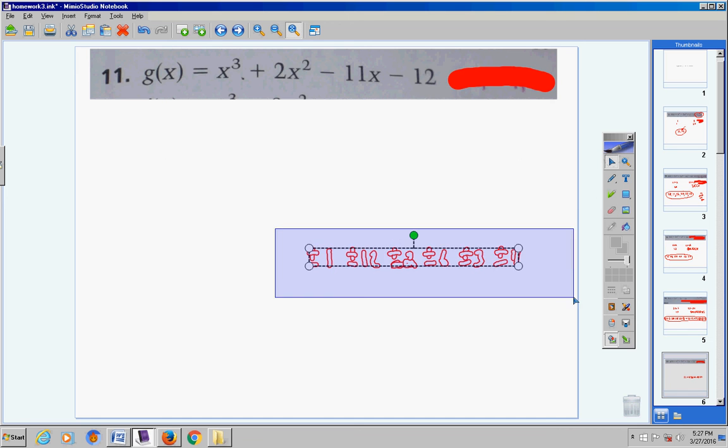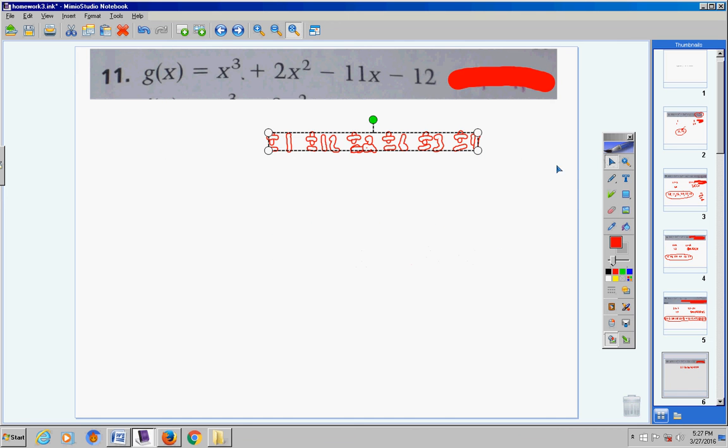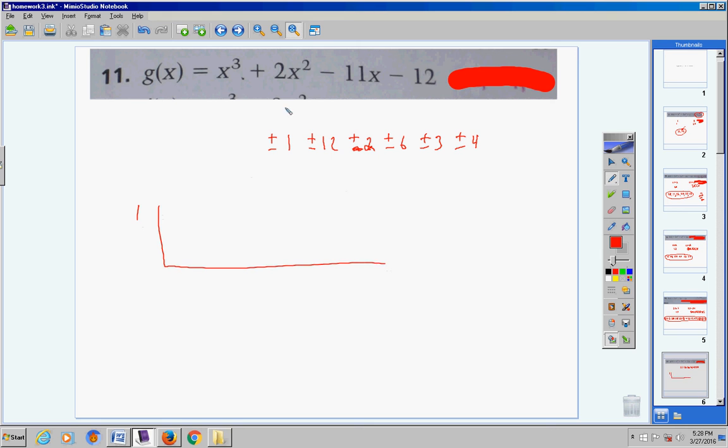Now, I have to start checking these to find my zeros. So here we go. I'm going to start with my lowest numbers, work my way up to my highest numbers, okay? I'm going to start off with positive 1. So I'll put a positive 1 here. I'm going to use synthetic division to see if I get a 0 out over here, alright? So I'll put a 1, then a 2, then a negative 11, then a negative 12. I should have a 3 here. Add 1 is 4. I should have 4 numbers, and I do.